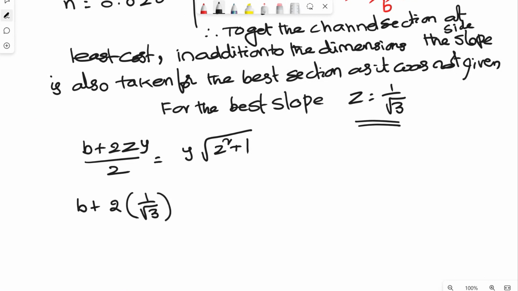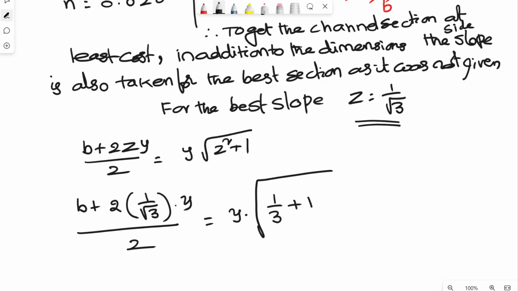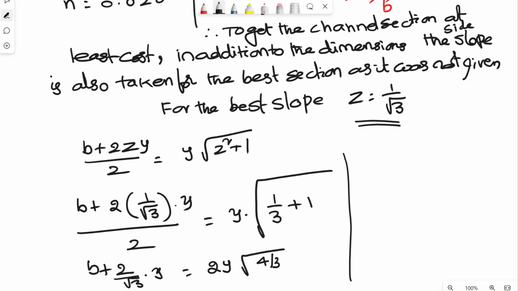1 by root 3 into y by 2 is equal to y into square root of z square, means 1 by 3 plus 1, right? Now expand it actually. If you take this also, b plus 2 by root 3 y is equal to 2y into, so this is what will happen, 4 by 3, right? Now if you take this also, b is equal to 2y into square root of 4 by 3 minus 2 by root 3 into y.